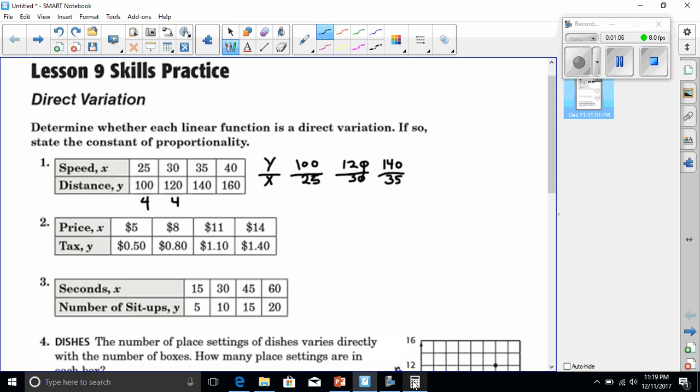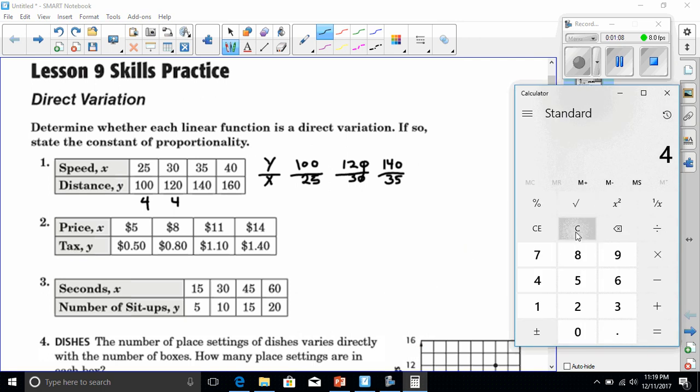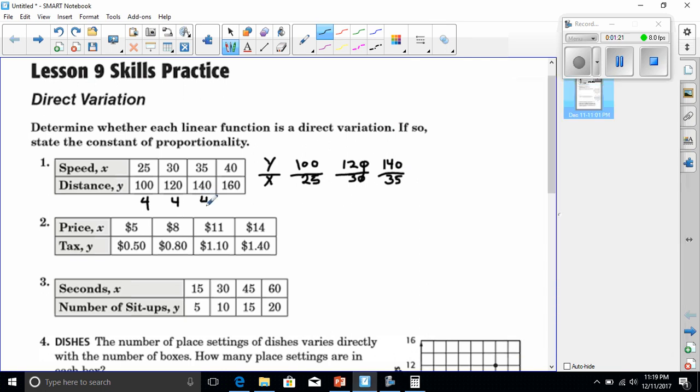For those of you that don't want to believe me, here we go. 140 divided by 35, 4. So that's also 4. And then lastly, we have 160 divided by 40. And I think everybody knows that's going to be 4 because we take the zeros away. 16 divided by 4, we know that's 4.